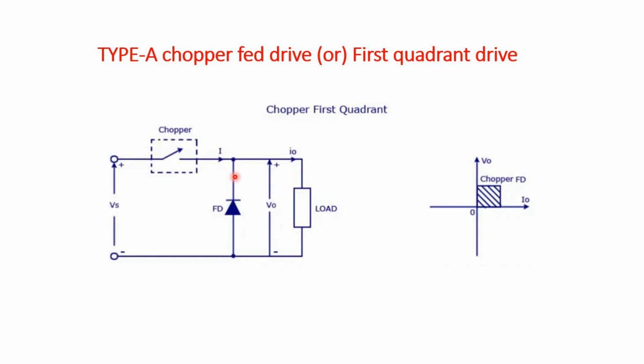Thus, the average value of voltage and current, say V0 and I0, will be always positive to operate the chopper in the first quadrant. In type A chopper, the current flow will be always from source towards the load, as the average voltage V0 is less than the input voltage Vs.